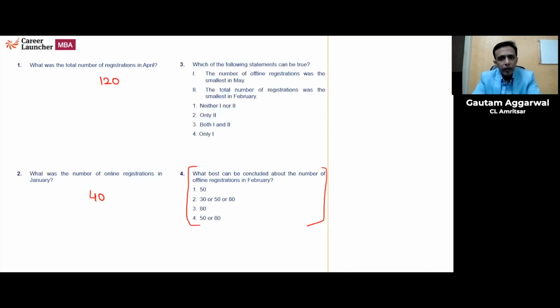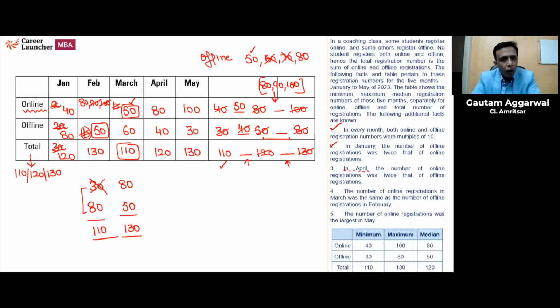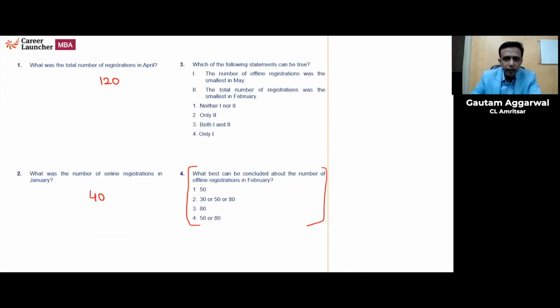Which of the following statements can be true? The number of offline registrations was smallest in May. The number of offline registrations in May has to be smallest. Yes, it can be true.